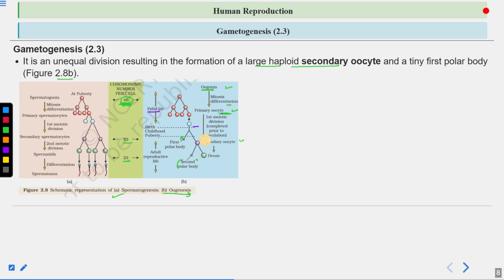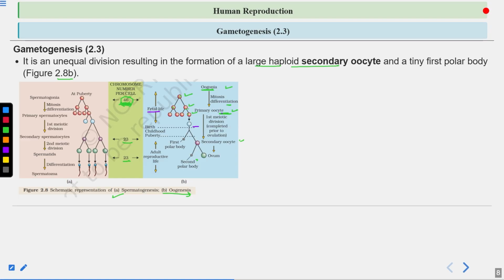Okay, here you can see all these red cells are oogonia. They are increasing their number by mitosis. Mitosis is known as the equational division. In mitosis, what happens at the end? From one parent cell, two daughter cells are formed.